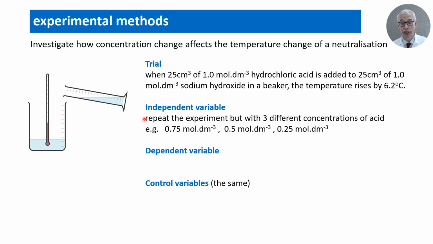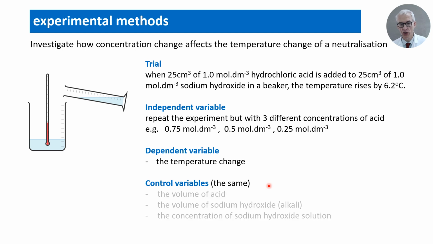Okay, so the independent variable, let's say, is the concentration of acid. You would need a further minimum of 3 different concentrations. 0.75, 0.5, 0.25 would be perfectly acceptable. The dependent variable, of course, is the temperature change. But what would you need to keep the same? What would be the control variables between each trial?